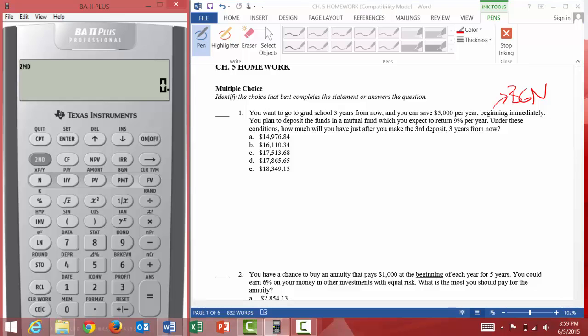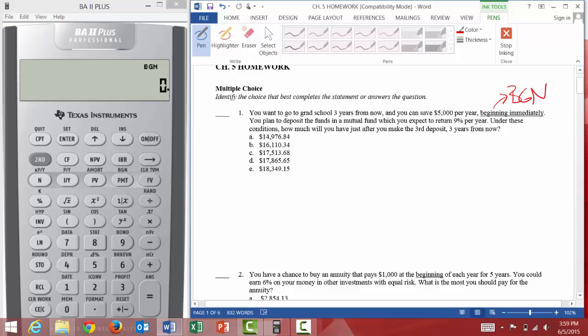So I'm going to go over here and do that so I don't forget. So I go to second, let me clear that, start over: second, begin, and then second set, and now I'm in begin mode. And then it says that you plan to deposit the funds in a mutual fund where you expect to earn 9% per year. Under these conditions, how much will you have after you make the third deposit 3 years from now?